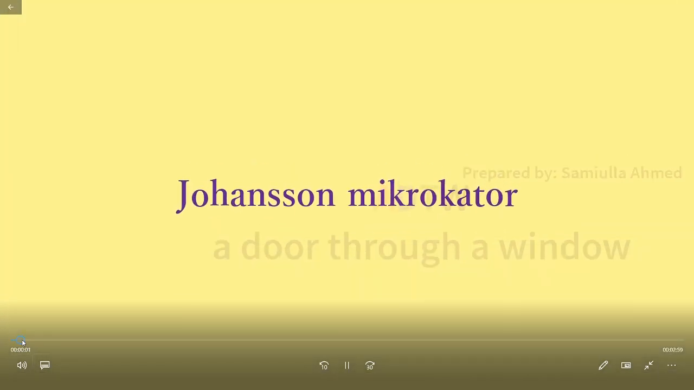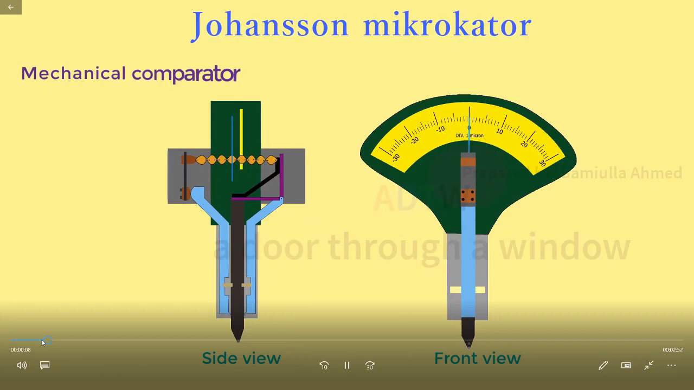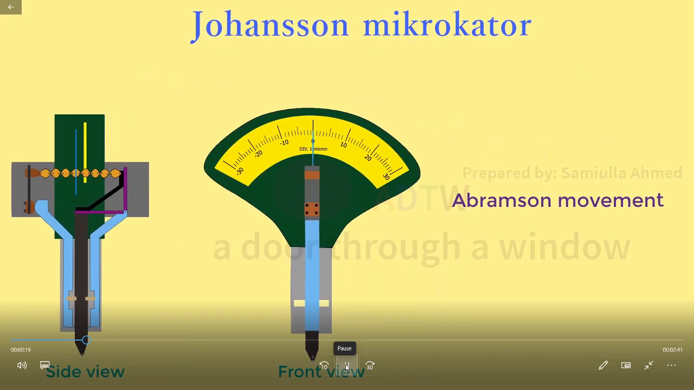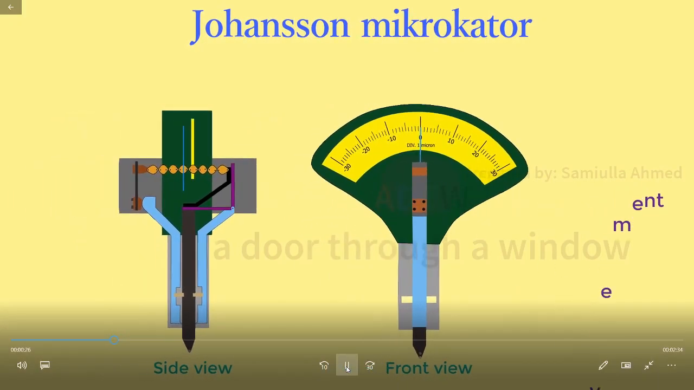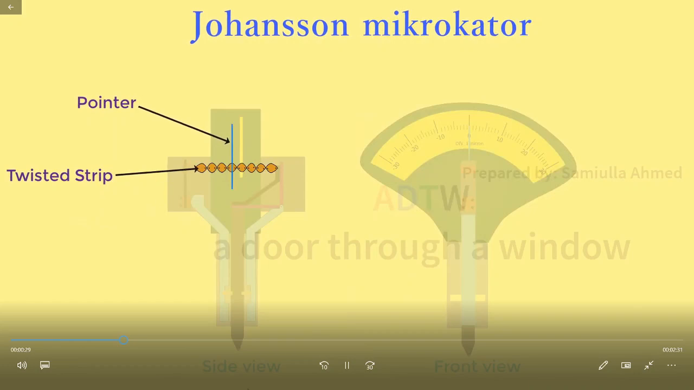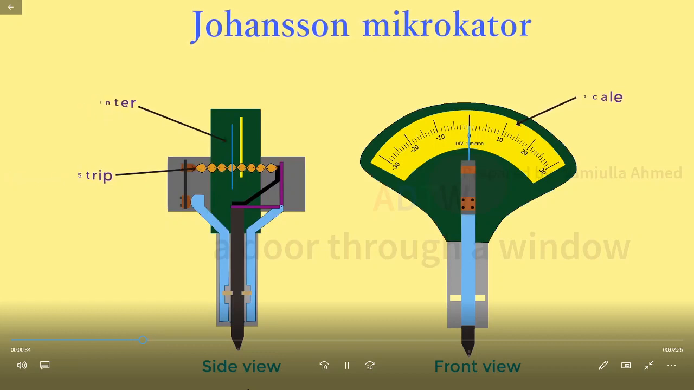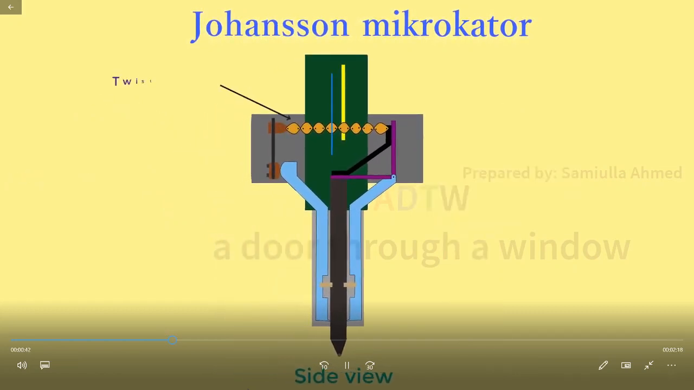Hello everyone. In this Mikrokator, this is a type of mechanical comparator which was developed by the Johansson Ltd company of USA. This instrument uses principle referred as Abramson moment, named after H. Abramson, to obtain high mechanical magnification of the difference in length as compared to the standard. A twisted thin metal strip holds a pointer, which shows the readings on the suitable scale. Since there is no friction involved in the transfer of movement from the strip to the pointer, it is free from backlash. Let us see its construction.